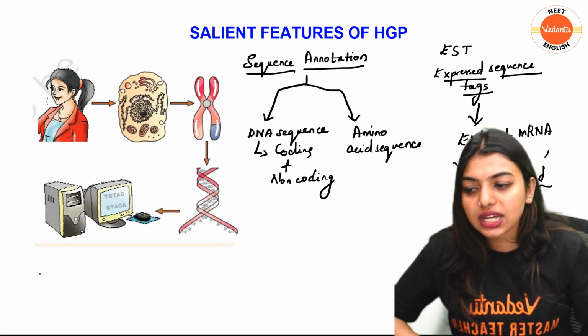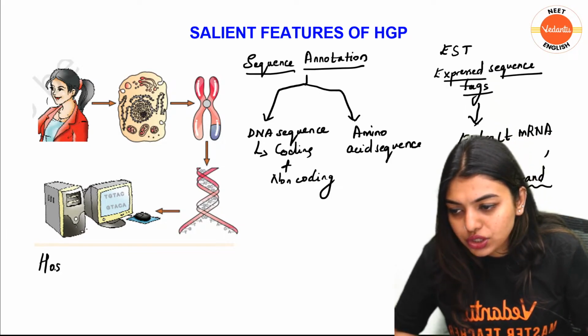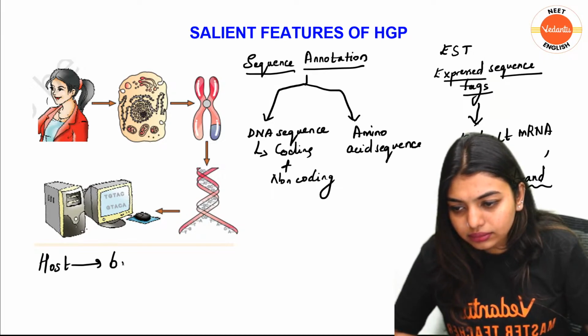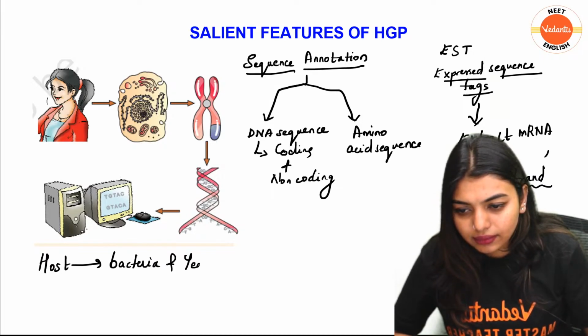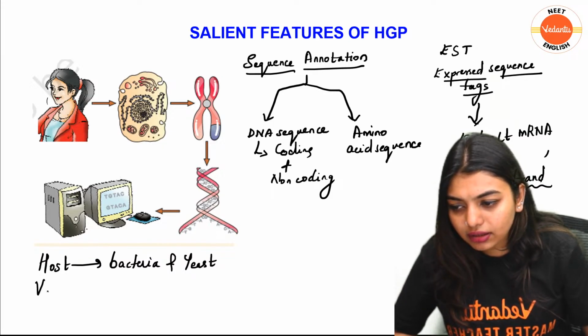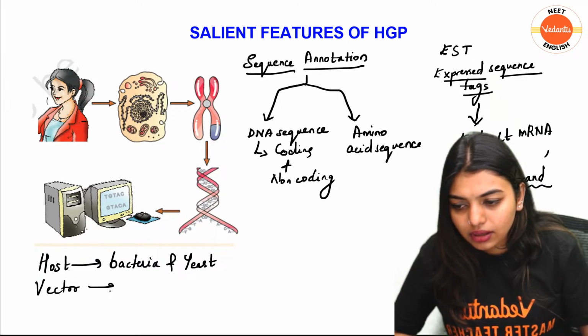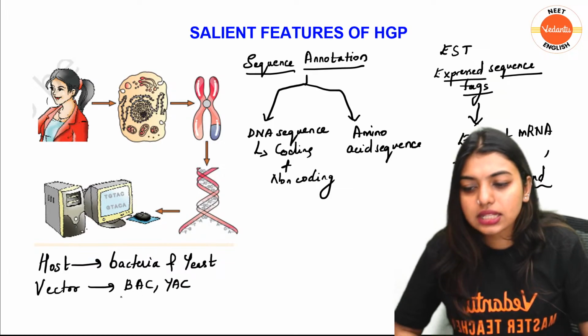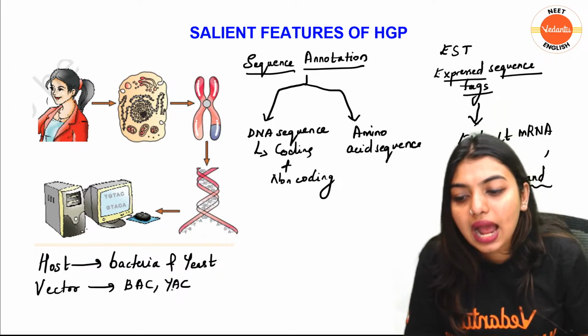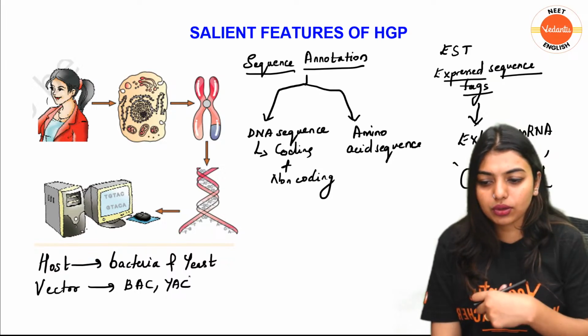Now what are the host and vectors they used? The host was simple: bacteria and yeast. And the vectors were BAC and YAC, that is, bacterial artificial chromosome and yeast artificial chromosome. Clear?